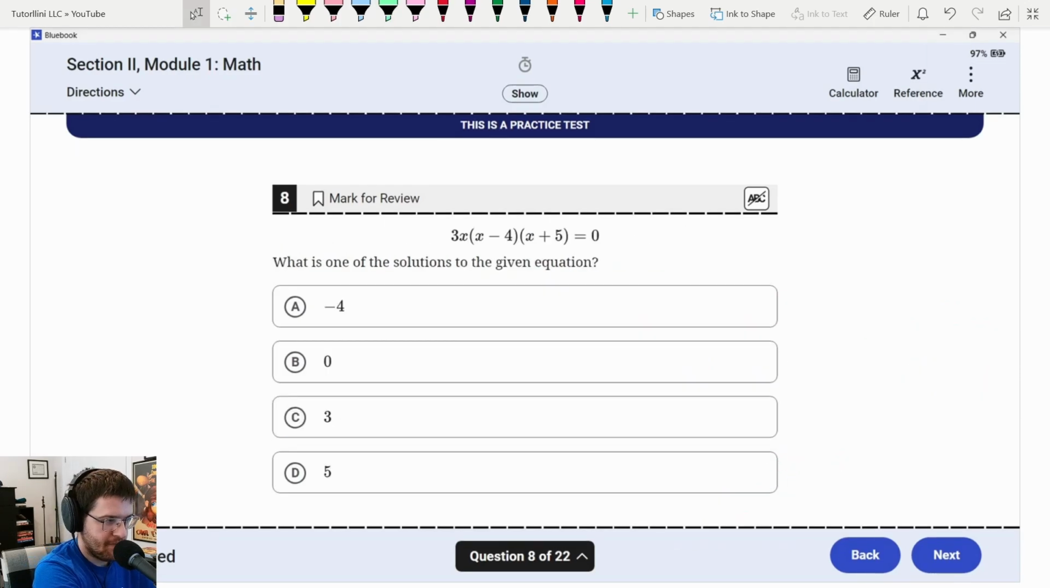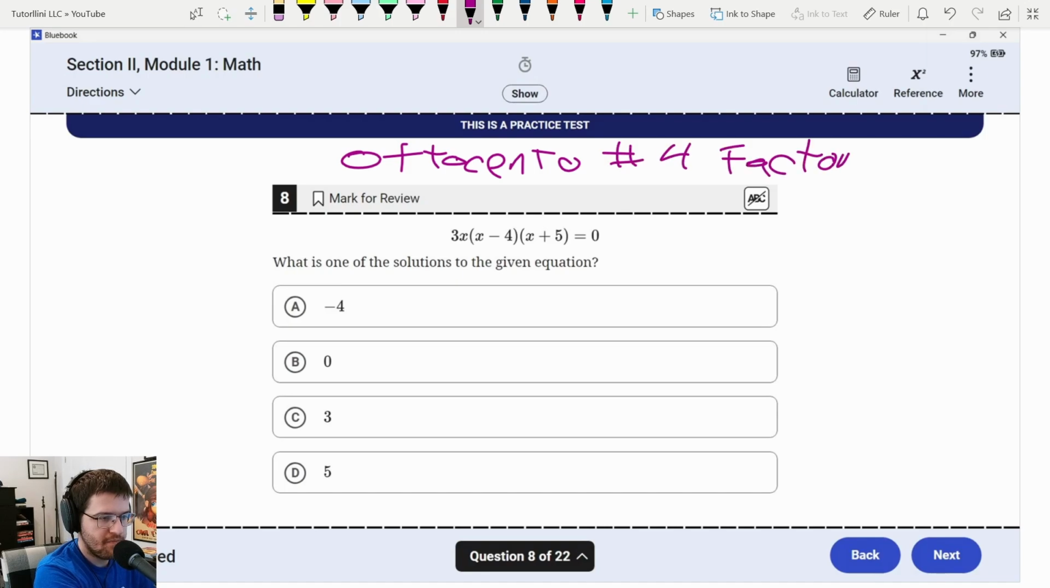Okay, question 8. This is testing us on the zero product property, which I go over in my Ottocento number 4 on factoring, so definitely go check that out. So I got a bunch of things multiplied together, equal to 0, zero product. So we can use the zero product property. I'm going to identify all the core factors, kind of ignoring any exponents. The exponents don't really matter. There are no exponents, it seems.